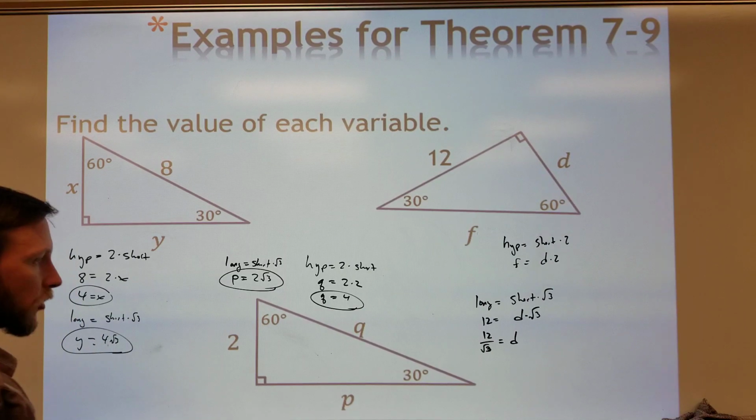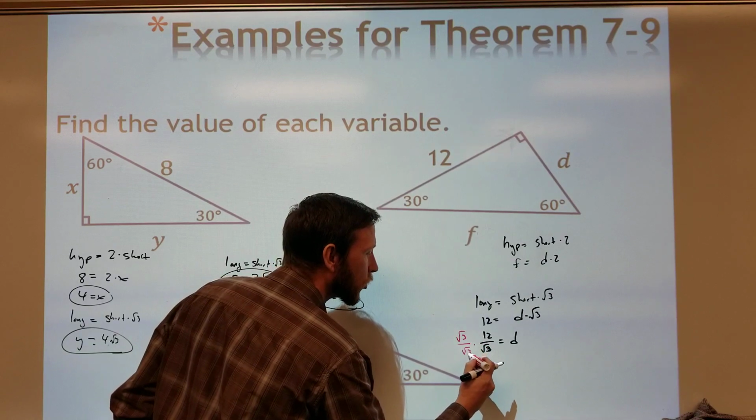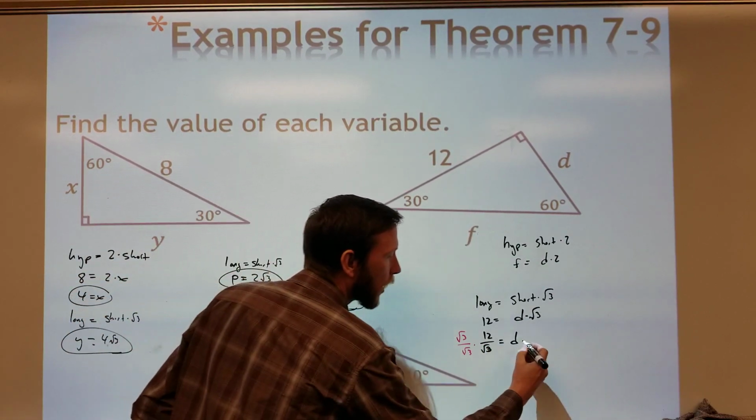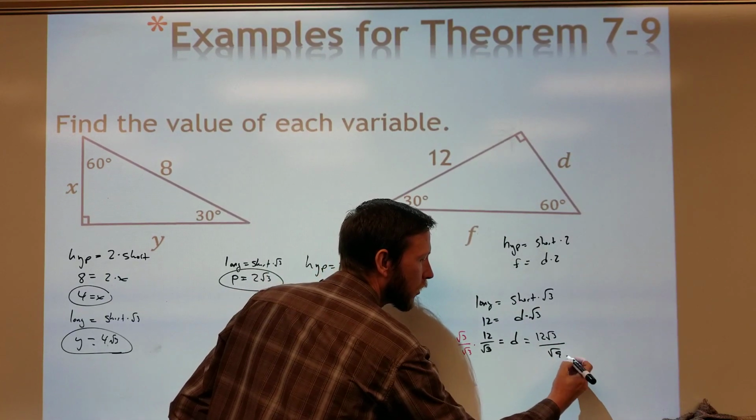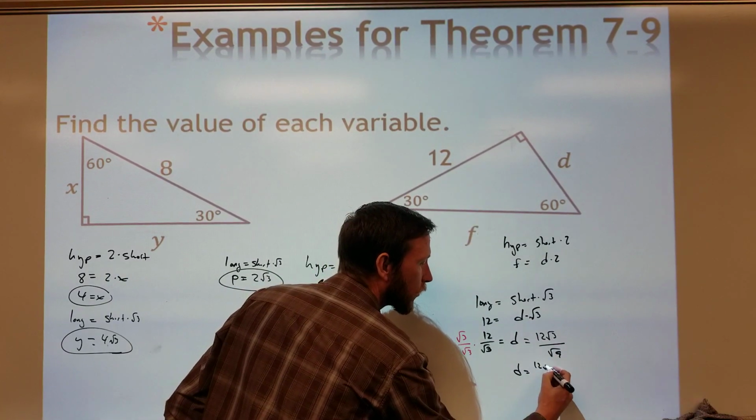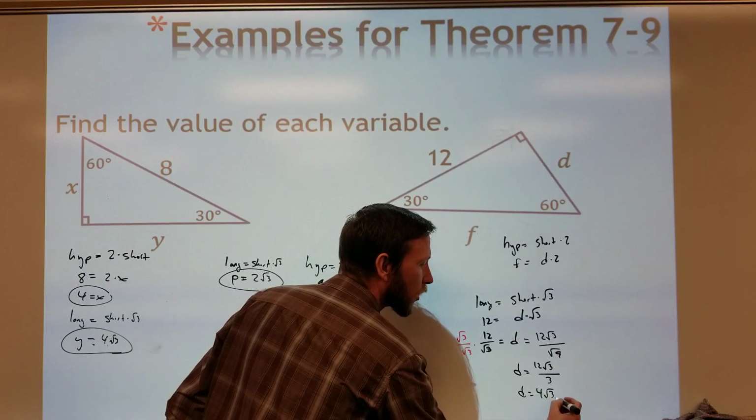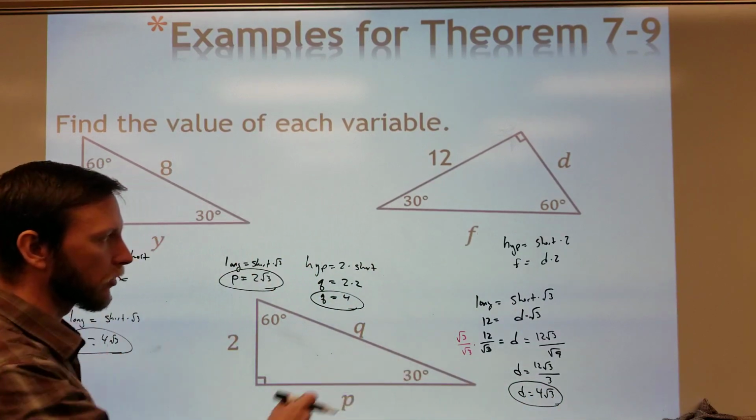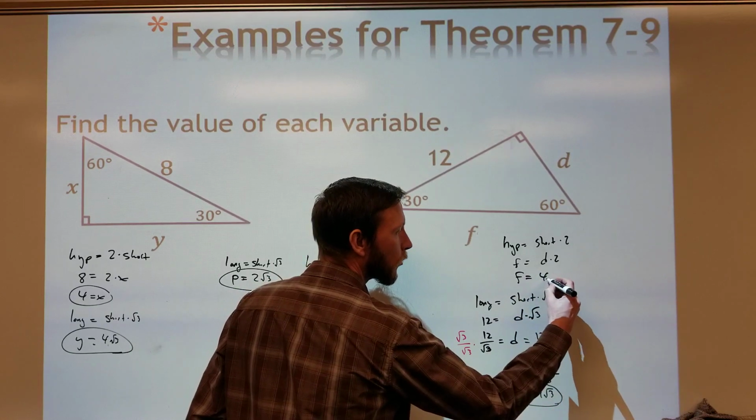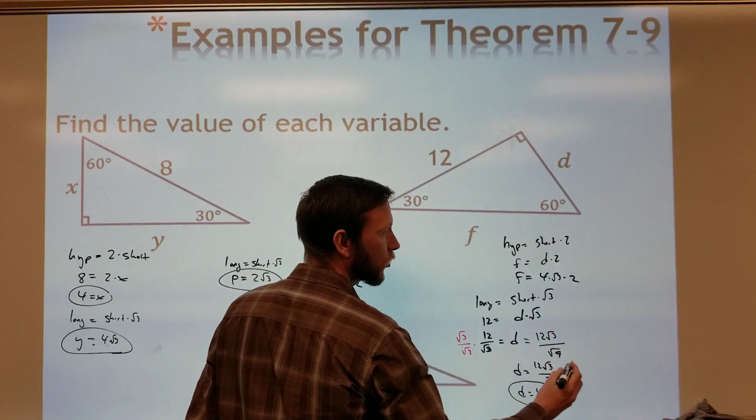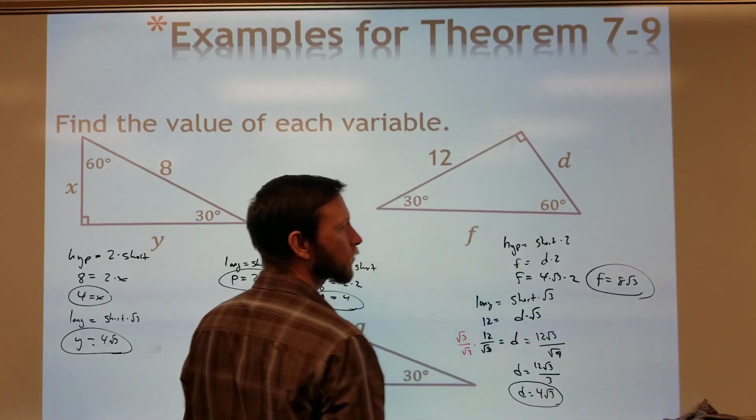So when we divide both sides by the square root of 3, we end up with a radical whose denominator we need to rationalize. When we multiply, we get 12 times the square root of 3 over the square root of 3 times 3. We get D equals 12 square roots of 3 over 3, or D is equal to 4 times the square root of 3. All right, doing our simplest radical form. Now that we know what D is, I can use it up here. F equals 4 times the square root of 3 times 2, which means that F is equal to 8 times the square root of 3.